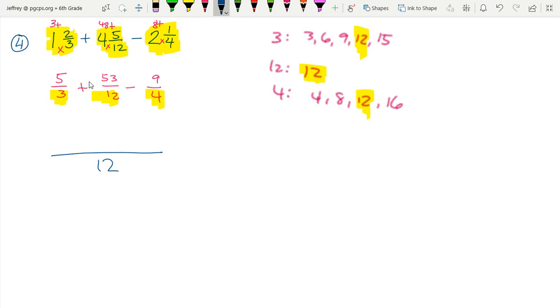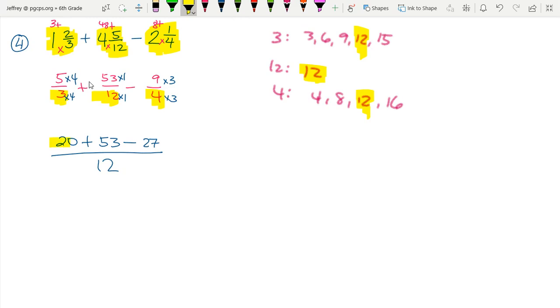What did you multiply to 3 to get 12? We multiplied by 4. So 5 times 4 would be 20. Copy the addition sign. What did you multiply to 12 to get 12? Just by 1. Because 12 times 1 is 12, so 53 times 1 is 53. Then copy the minus sign. What did you multiply to 4 to get 12? And that's going to be 3. So 9 times 3 is 27.